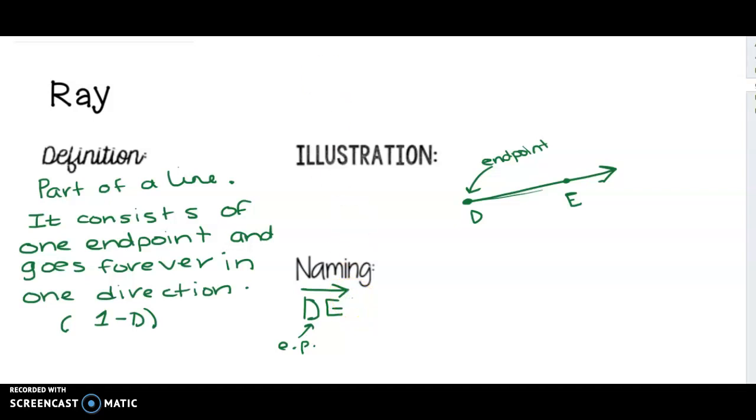Now I want to show you something else. This can be kind of tricky. So let's say we also have this ray right here. This time it goes left. So let's let this be X and this be Y.